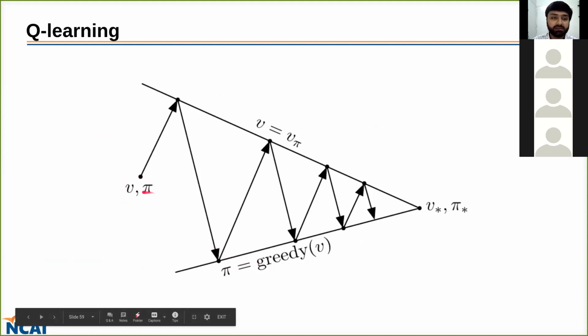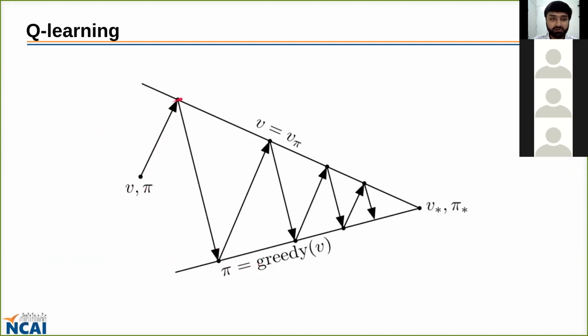In the start, changing the value function to a better value function enables you to find a better policy. A better policy enables you to find an even better value function. And these two iteratively optimize one another until we reach the optimal values for both. I've taken this snap from the value iteration algorithm, but the idea of Q-learning is also the same.